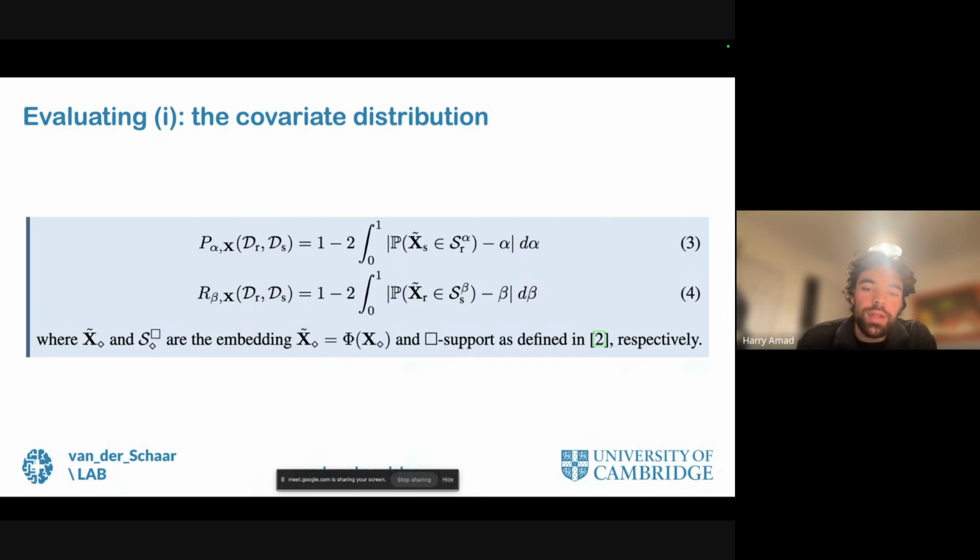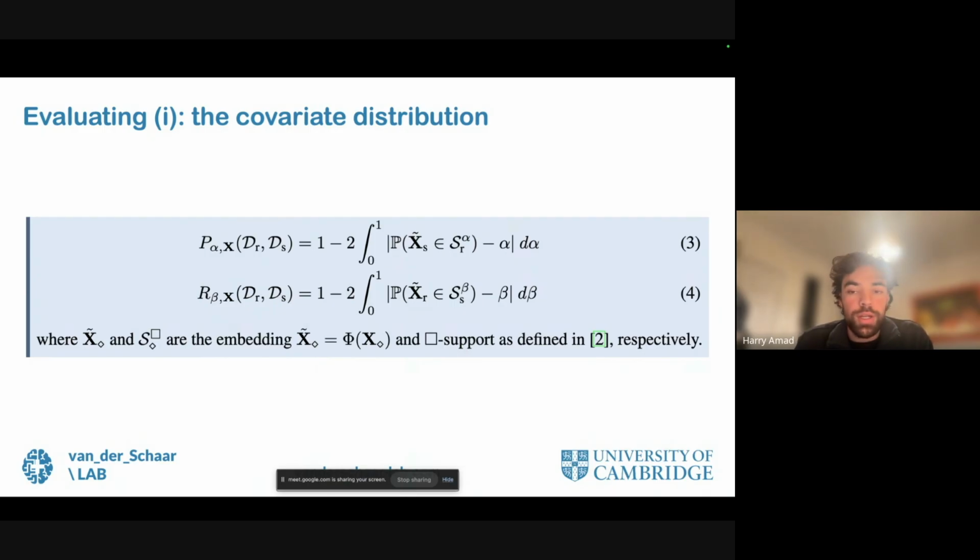Basically, these metrics operate by projecting the data into a subspace, which is a hypersphere, and then they calculate what's called the alpha support of that subspace, which is basically a sphere in the subspace of a certain radius, which captures a certain proportion of the data, which is alpha or beta here. And then they project both the real and the synthetic data into this hypersphere subspace, measure the difference between their alpha supports, and use this to craft a precision and recall metric.